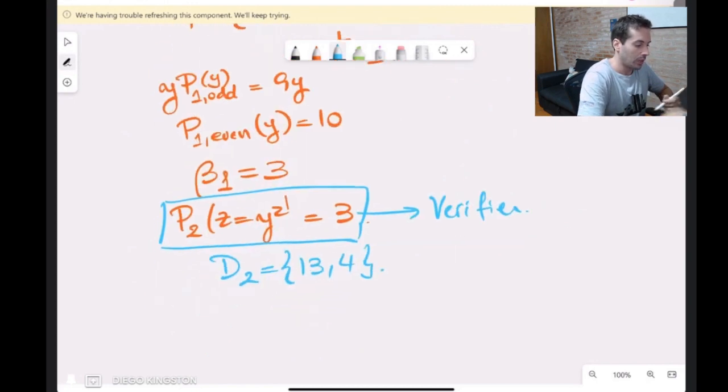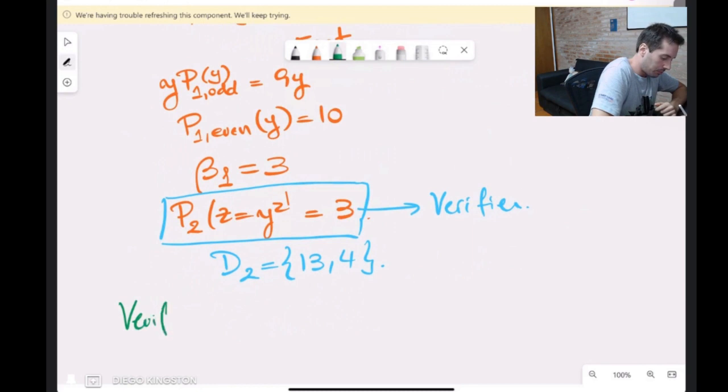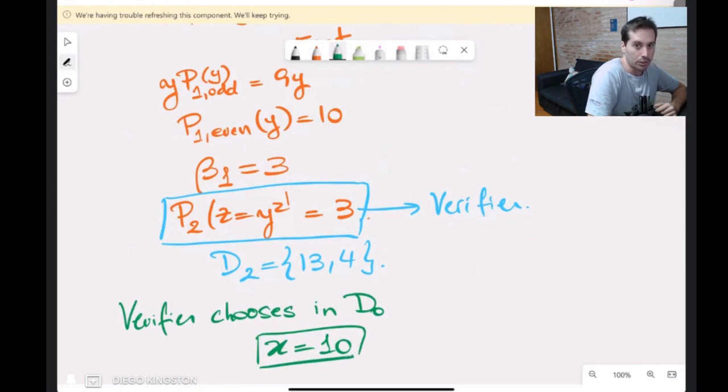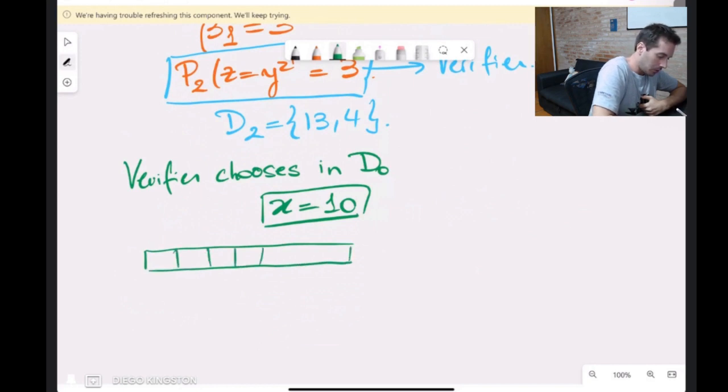So what we will have is the verifier chooses some value in D0. And for example, he could say, I want x to be 10, which was one of the elements that we originally had. And so what we have is, of course, the evaluations of the trace polynomials.